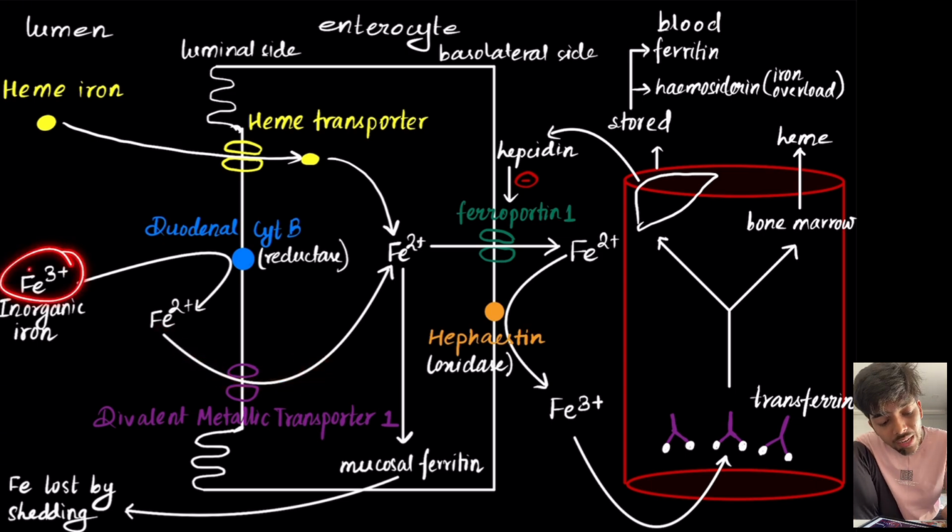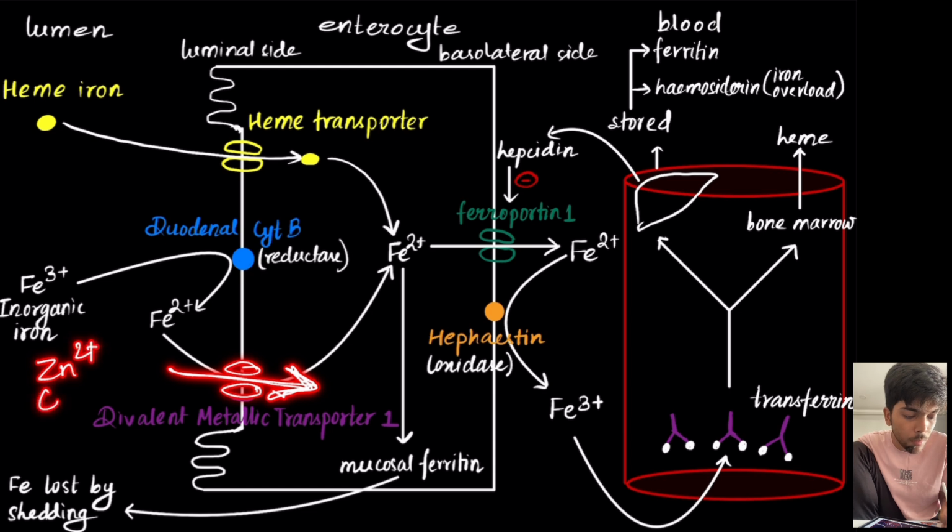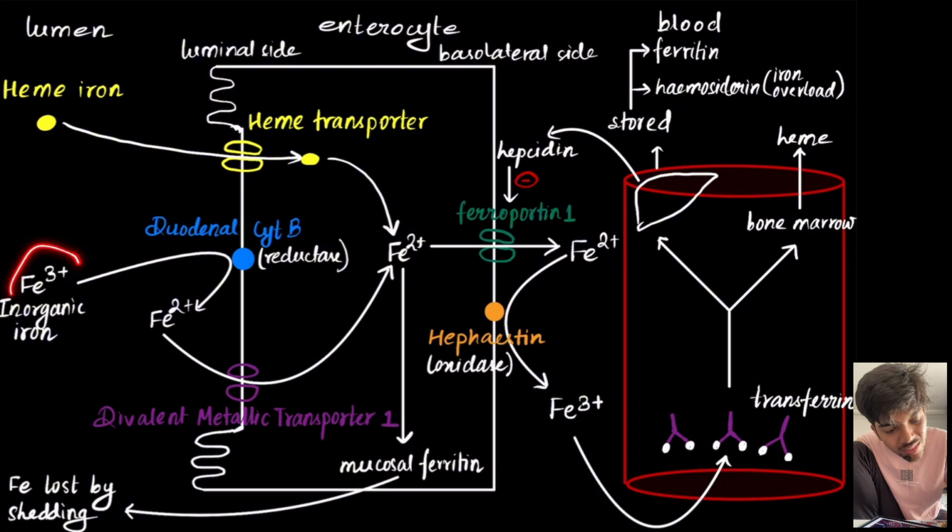Why should this ferric be converted to ferrous? The reason being, there is a transporter present right here for metallic ions. Which type of metallic ions? Divalent metallic ions. So this transporter allows for the entry of divalent metallic ions into the enterocyte like Zn2+, Cu2+, and Fe2+. And that is why Fe3+ had to be first converted into Fe2+ so that it could pass through the divalent metallic transporter and reach inside the enterocyte.